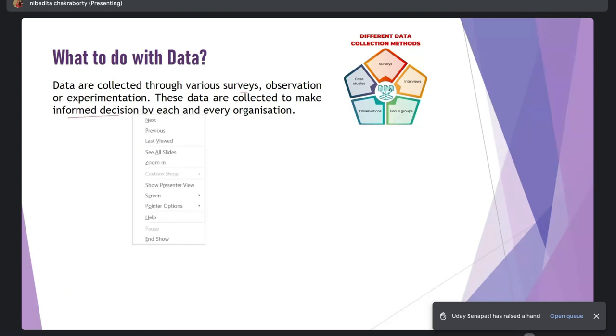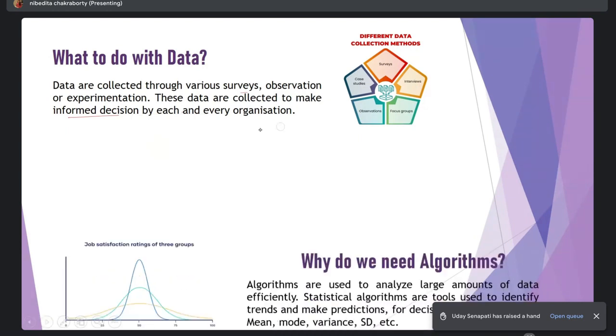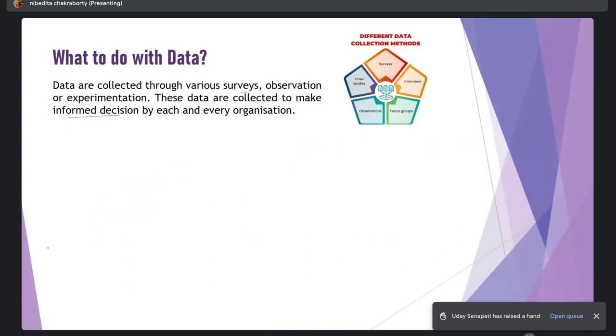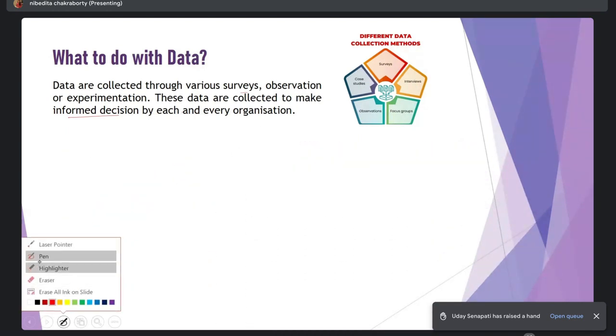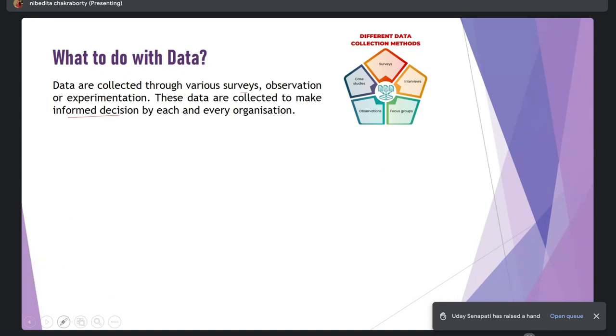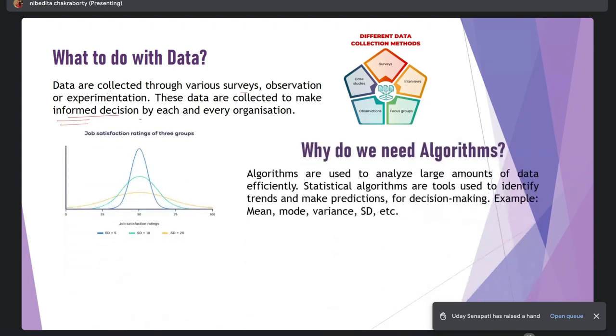For example, if there is a company, the company wants to know the state of its sales. So it collects the sales data, and from the sales data it can understand whether the company is undergoing profit or loss. So this kind of information that we get from data is why we need the data.